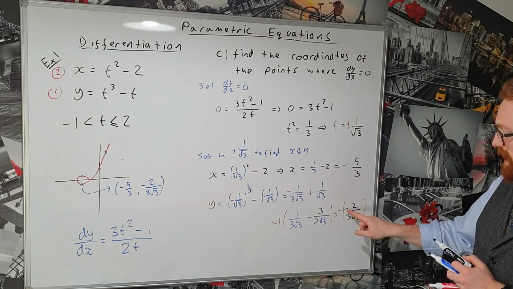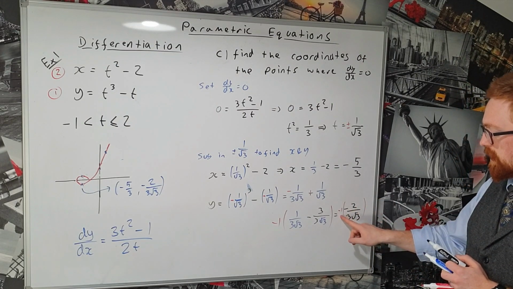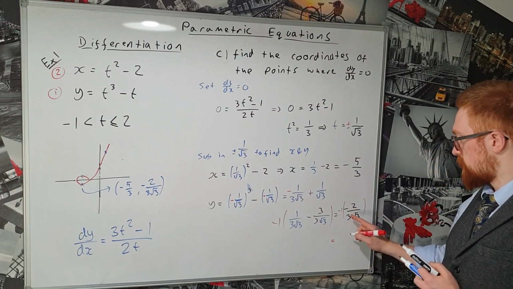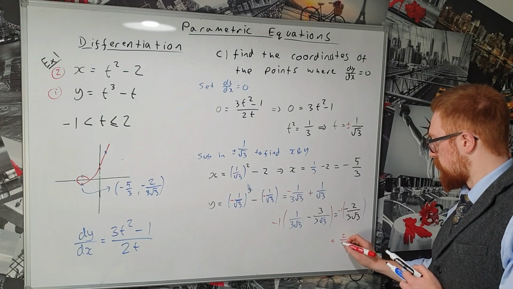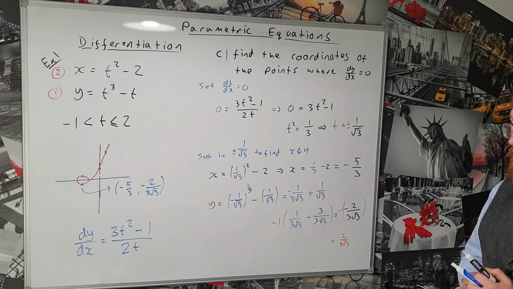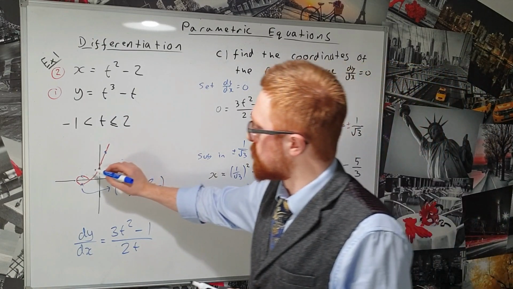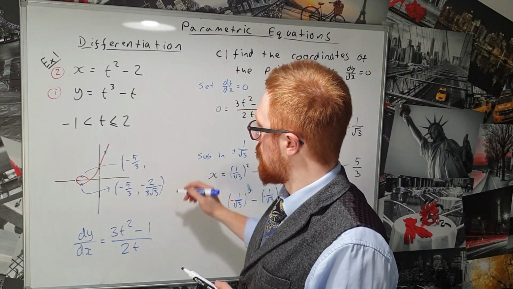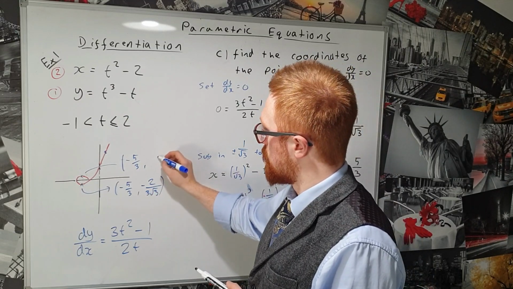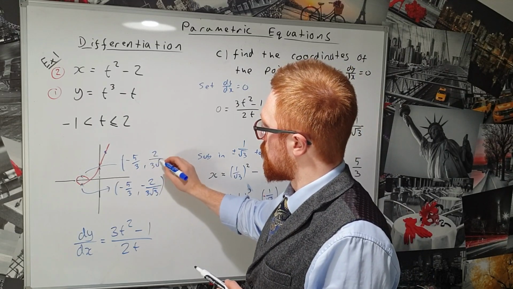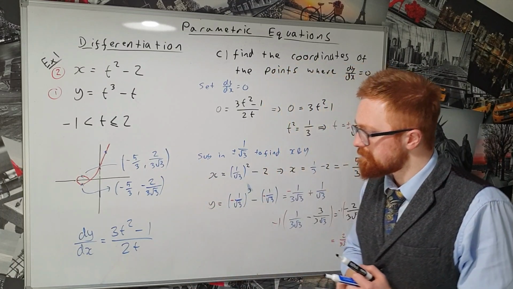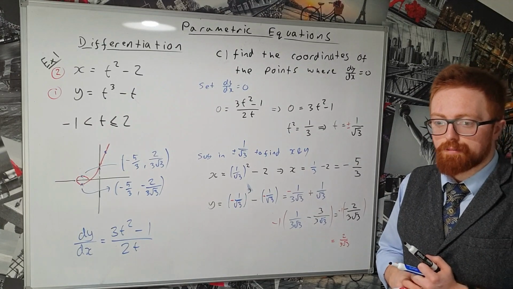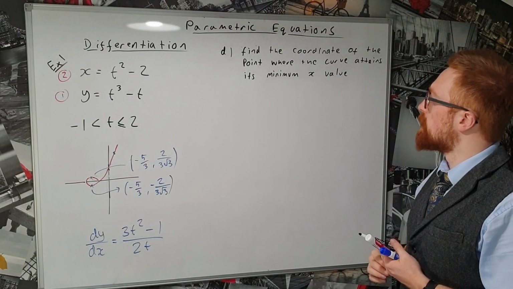Now if we take negative 2 over 3 root 3 and times it by negative 1, that's going to give us our second solution as positive 2 over 3 root 3. So our second solution here is minus 5 over 3, and this time positive 2 over 3 root 3. Okay, so there are 2 coordinates where dy dx is equal to 0.